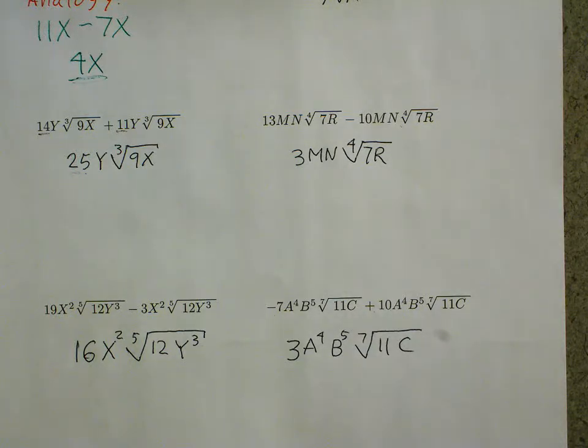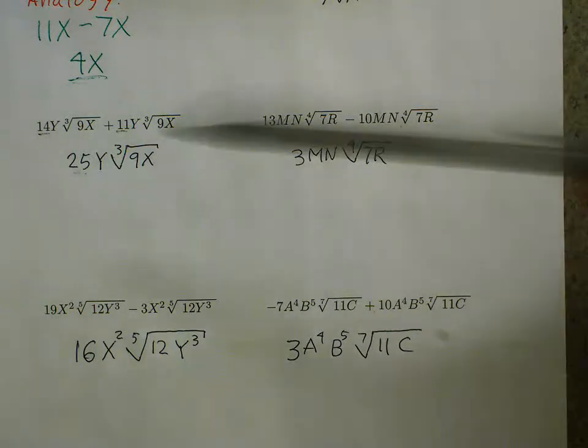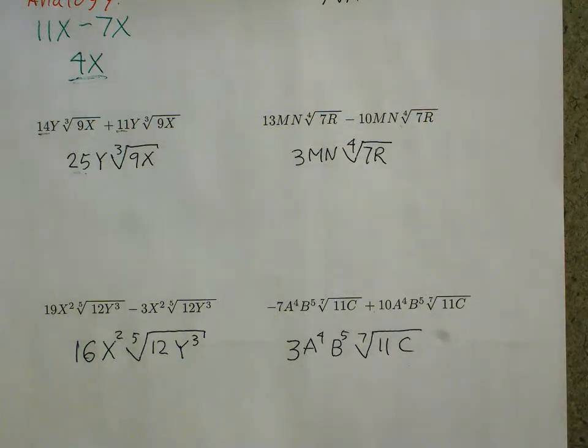Okay, now we'll look at some slightly more complicated examples. I'll just note that in each of these 6 examples that we've done so far, all of the radicals were as simplified as they could be.